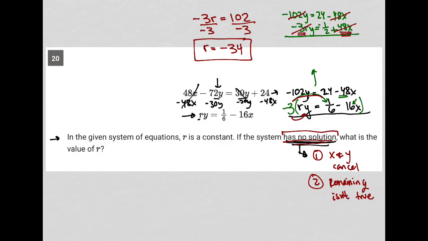So just to check, right, this all becomes 0 equals 24 minus 1 half, which is 23.5. And yeah, that is not true. So what remains after canceling out x and y is not true. So we fit both criteria for a system having no solution. So r is equal to negative 34, and that's our answer.